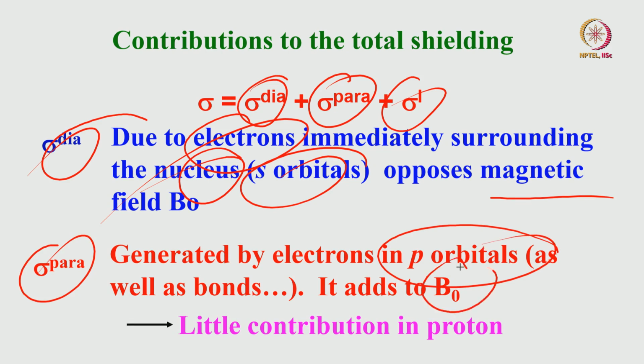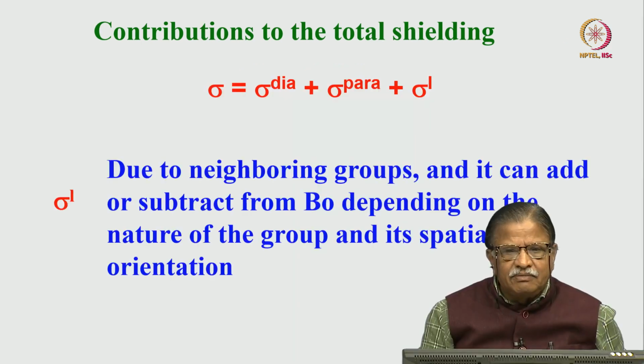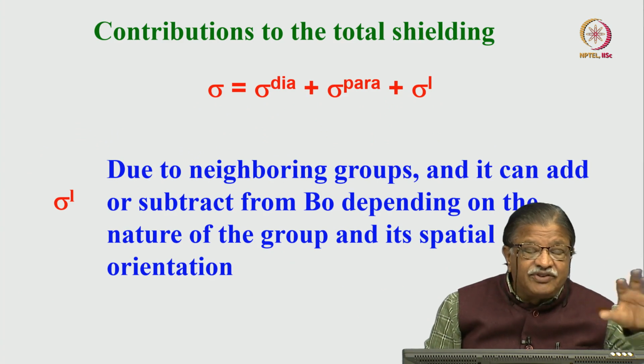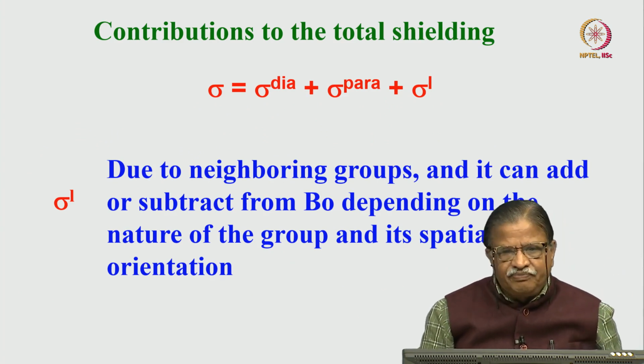It adds to the main magnetic field. Remember, the diamagnetic part opposes the main magnetic field, and the paramagnetic component adds to it. Generally it has little contribution in the proton, but it has a contribution to other nuclei. And also there is the effect of the neighboring group where it is situated.